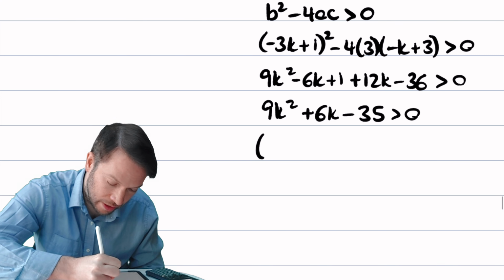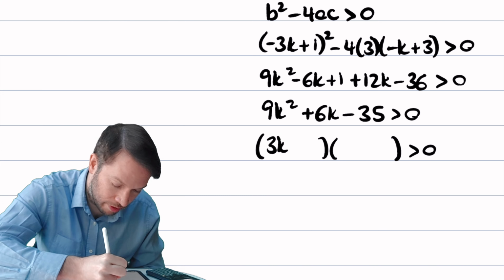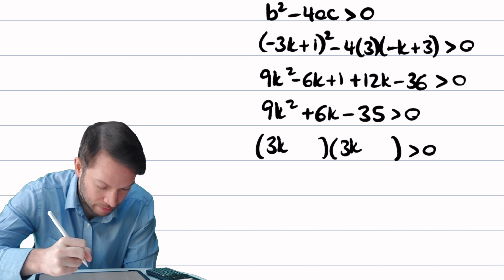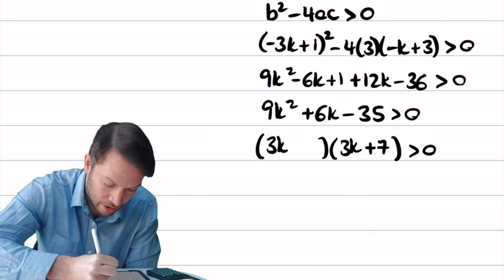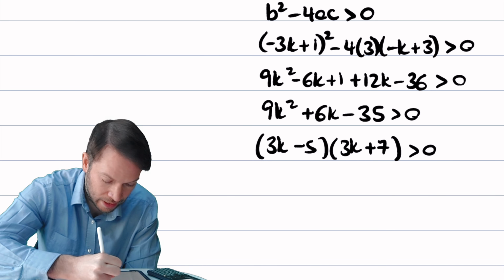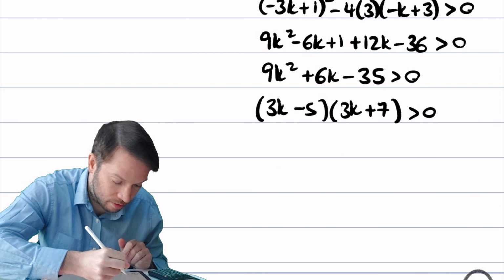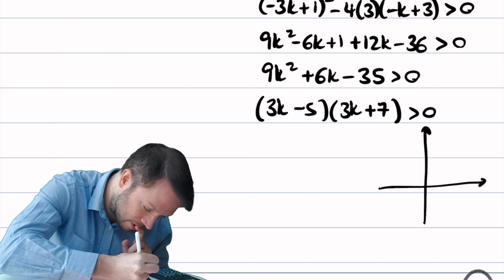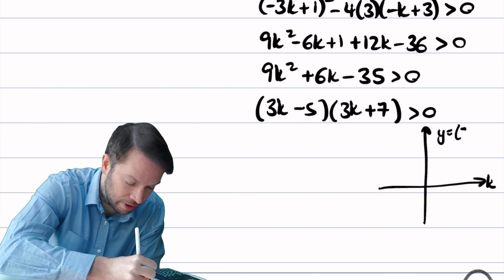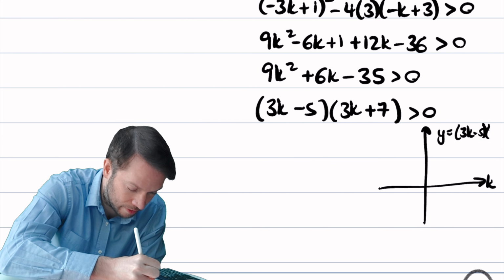So let's hope that I can factorize this. I think it's probably going to be 3k and 3k. And I think it's probably going to be 7 and 5. So I think it's plus 7 minus 5, which let's just check. That gives you 21k minus 15k, which is indeed 6k. And then if we were to sketch it quickly, with k as the x-axis, so we're going to sketch y is equal to 3k minus 5, and then 3k plus 7. Sorry, it's a bit squished.